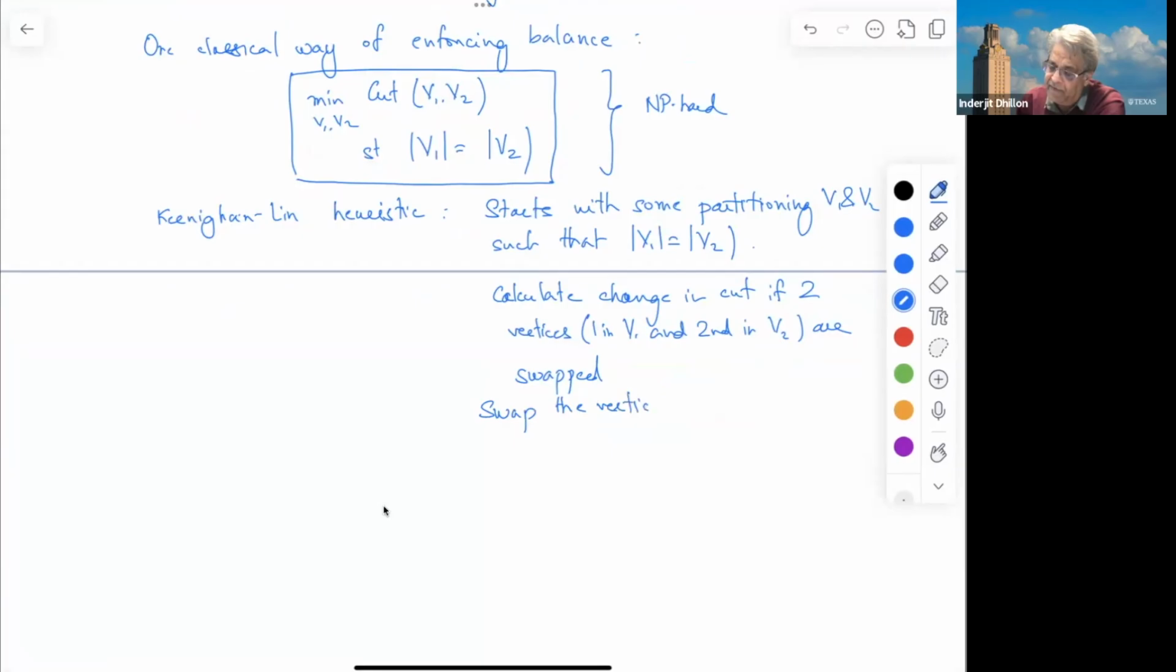Swap the vertices that decrease the cut the most. Even if this does not decrease the cut by a positive amount, you could still do this, to try and get out of local minima. Now, this is a simplistic version of the algorithm. In fact, the algorithm is a little more complicated, but I just wanted to give you the flavor. It actually performs a sequence of swaps.